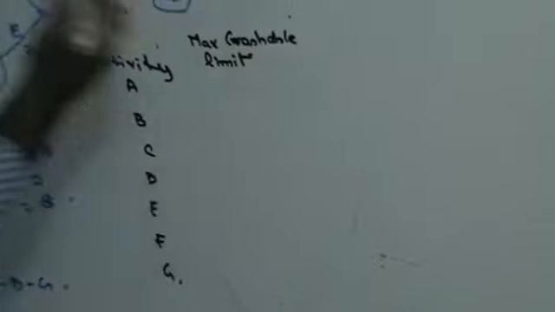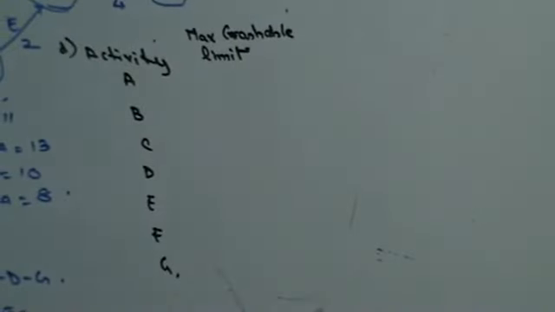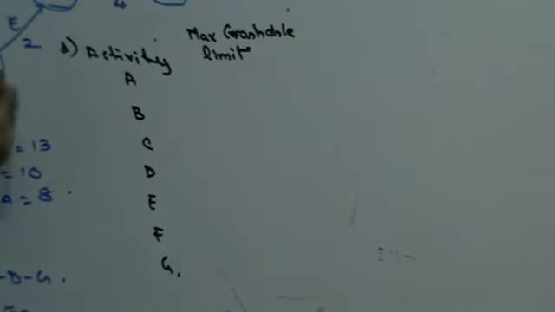How do I get my maximum crashable limit? Normal time minus crash time will give you the maximum crashable limit. They've given you normal time, they've given you crash time. Subtract the two, that will give you your maximum crashable limit.